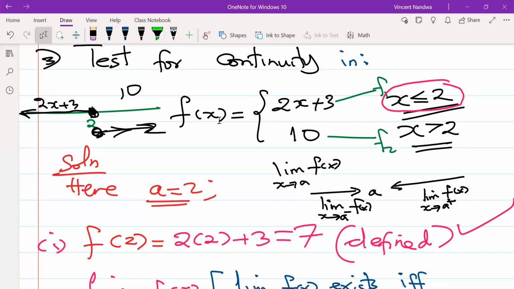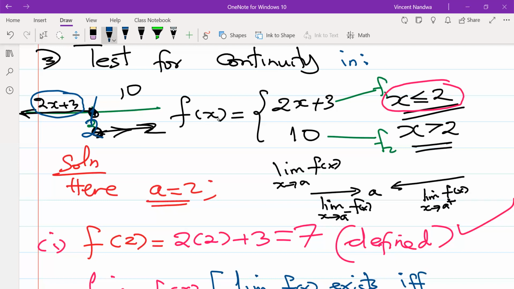F1, because F1 is what tells us that f of x is given by 2x plus 3 if x is less than or equal to 2. You can clearly see, even if you draw a small number line here, the number 2 is the reference. Whenever x is on the left-hand side, the formula that applies is 2x plus 3. So whenever you approach 2 from the left-hand side, you'll be using formula 1. This is the function that you use for the left-hand limit.